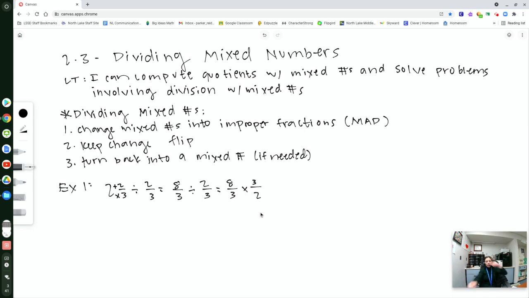All right, now that it's a multiplication problem, we can look for cross canceling. First, let's look at the 8 and the 2. This is like simplifying 8/2. What's the biggest thing that fits into both 8 and 2? Well, that would be 2. 8 divided by 2 is 4, and 2 divided by 2 is 1.